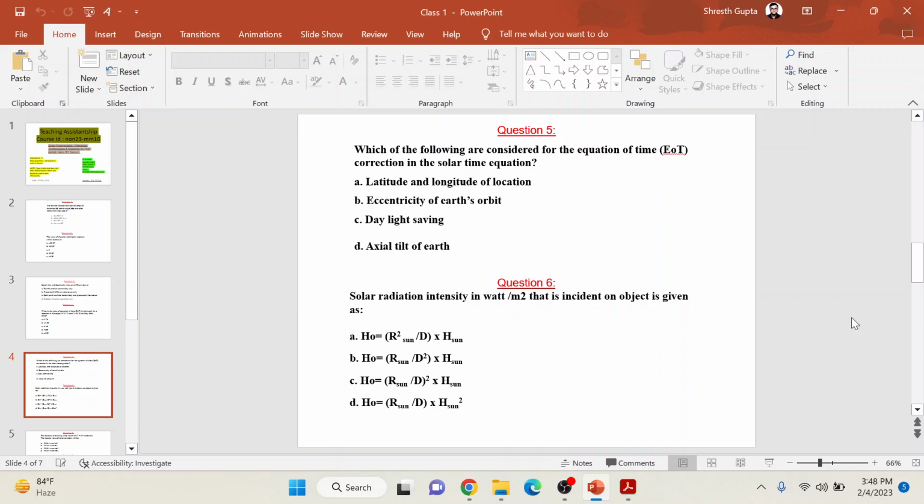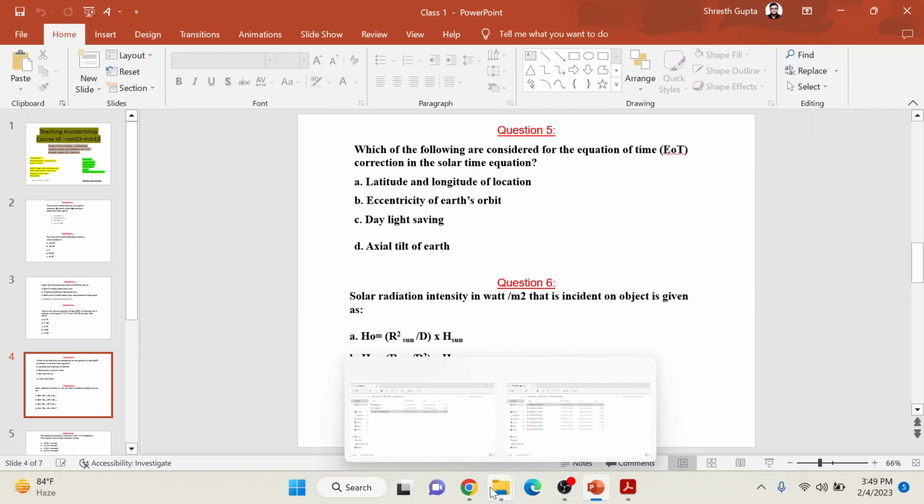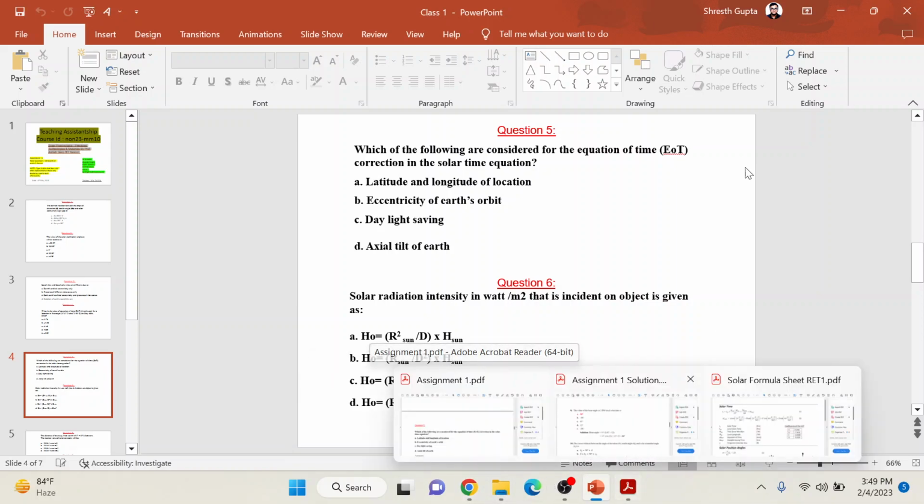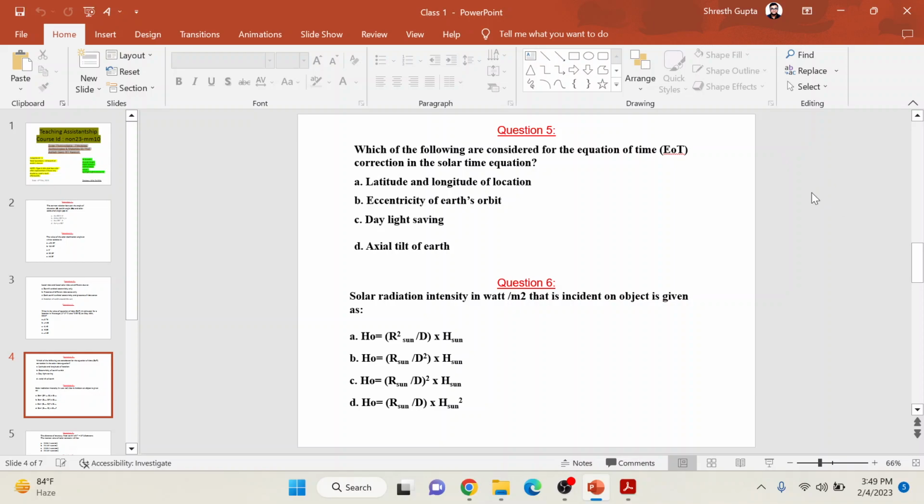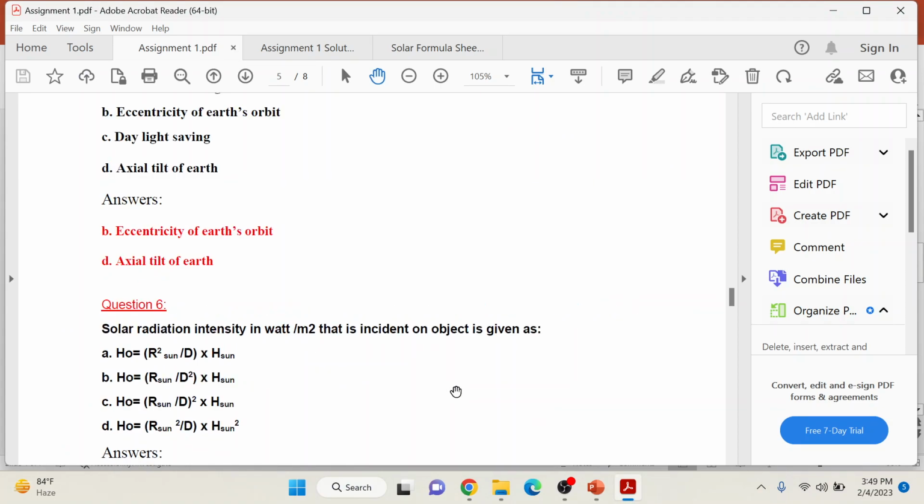Why can't it be latitude and longitude? What do you think? Like, C is eliminated, that is very straight. And the answer could be B very straightforwardly. And D could also be an answer. But why can it not be the latitude and the longitude? Anyone? Okay, no issues. Let's go to the answer.